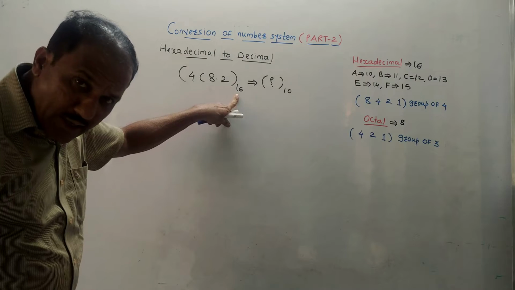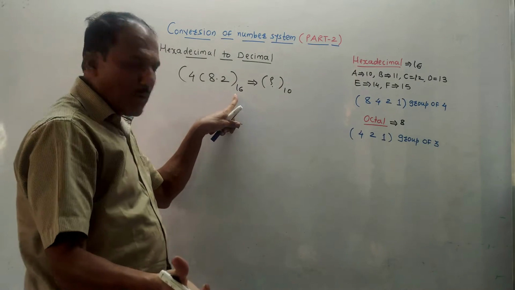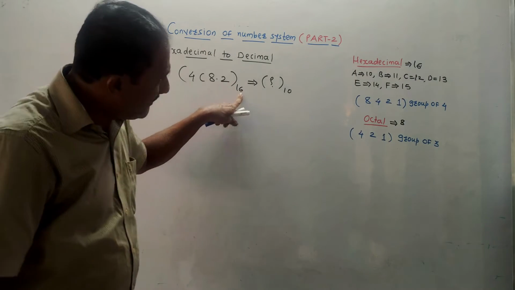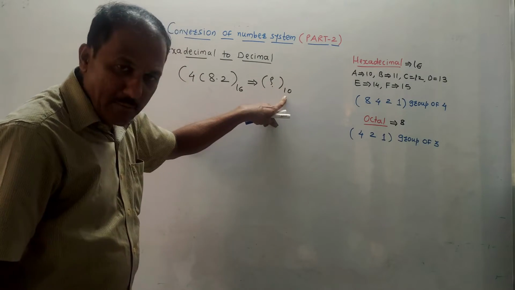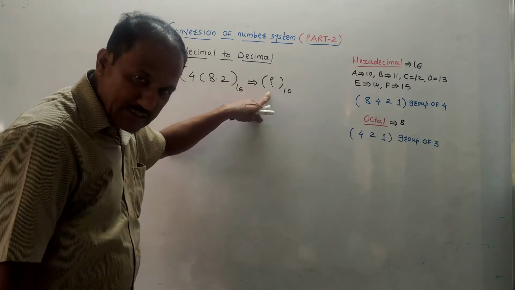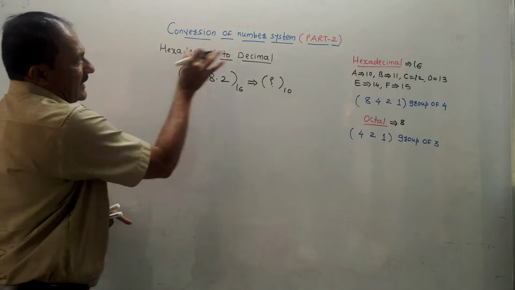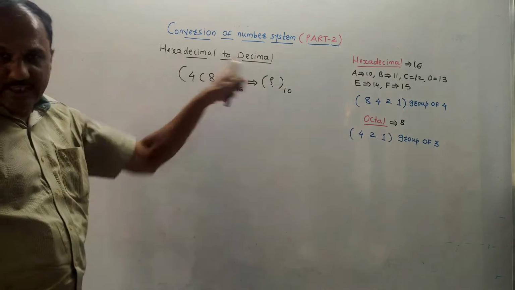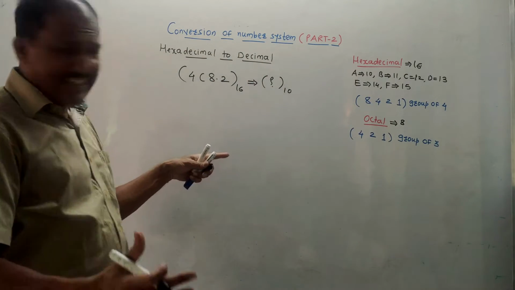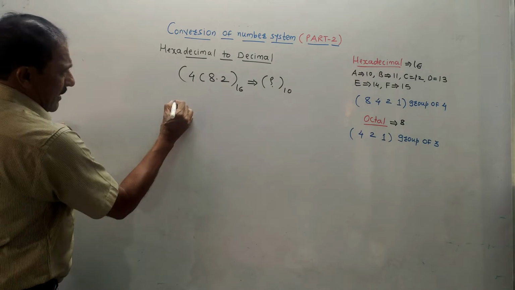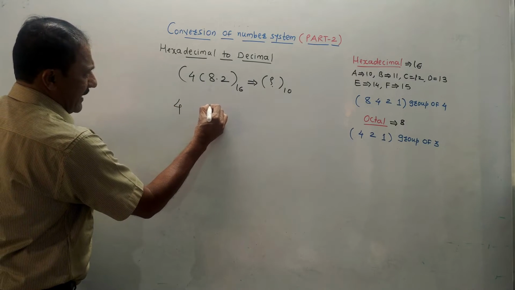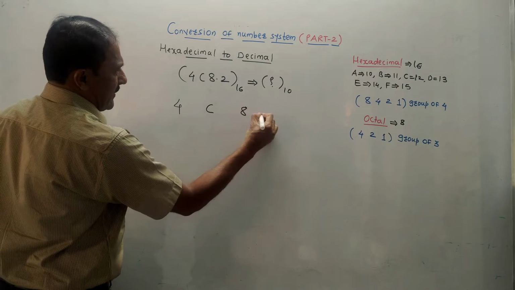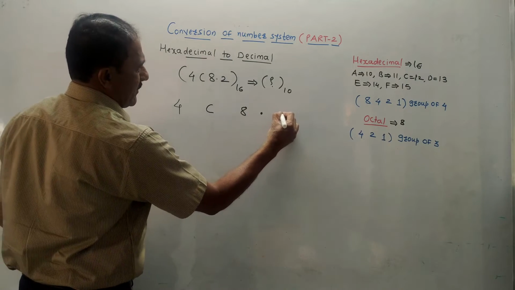Just by looking at the base, you will come to know which type of number system it is. Base 16 means it is the hexadecimal number system. Base 10 means it is the decimal number system. That means you have to convert the hexadecimal number system into the decimal number system. Like the earlier case, make the thing simple. I will rewrite the number like this, 4C8, this is the decimal point, 2.